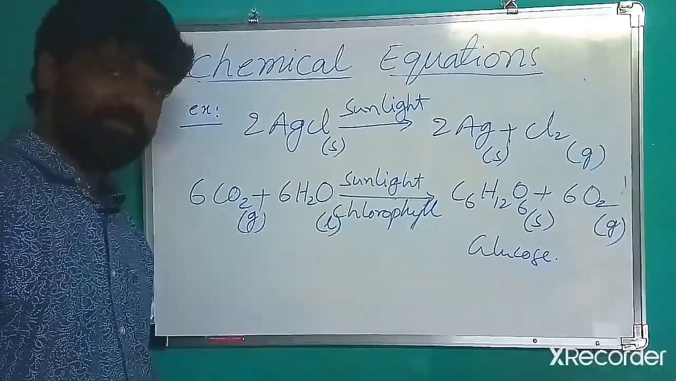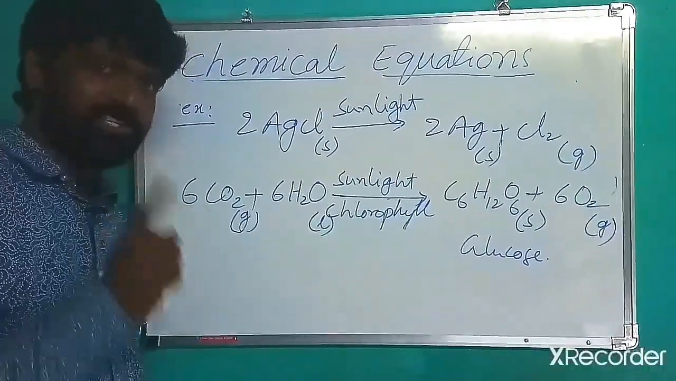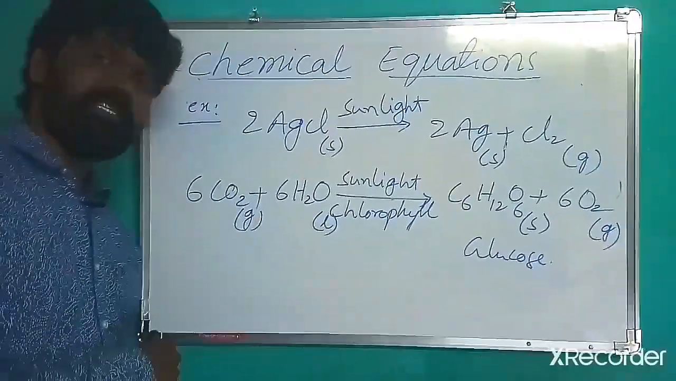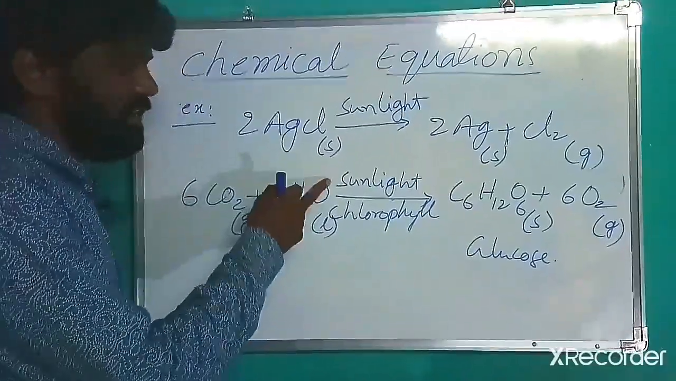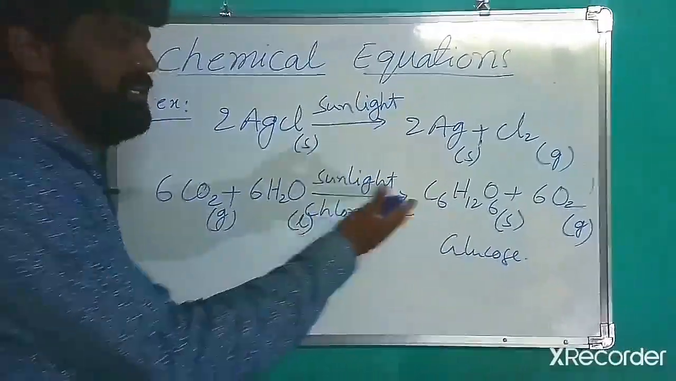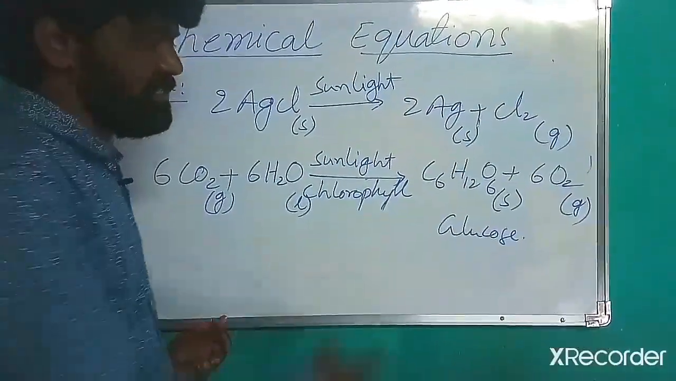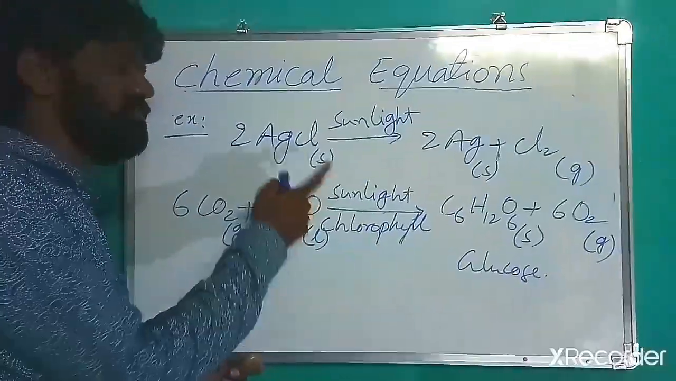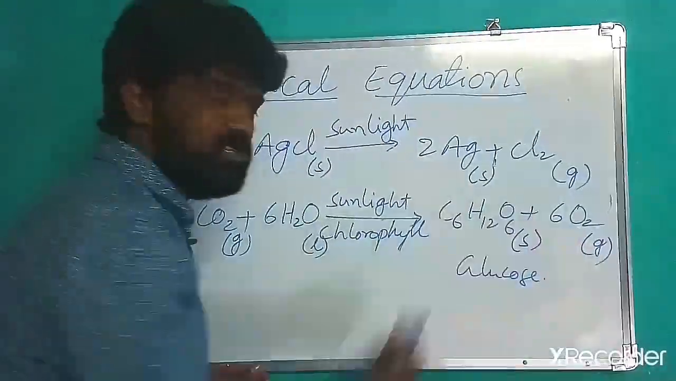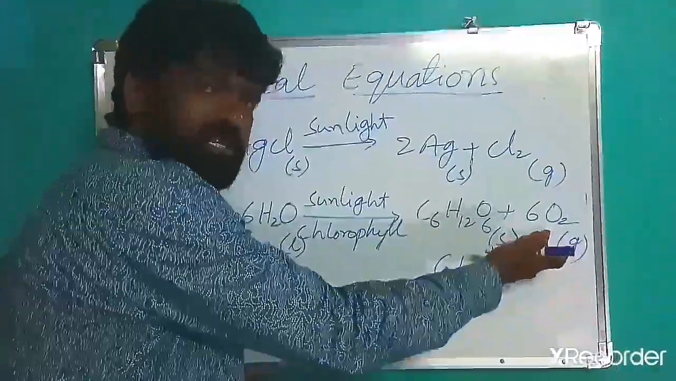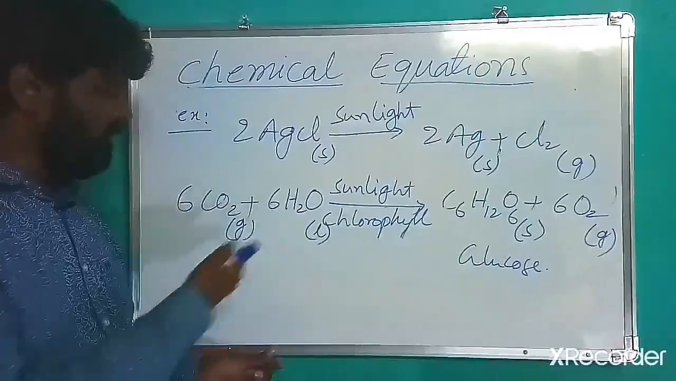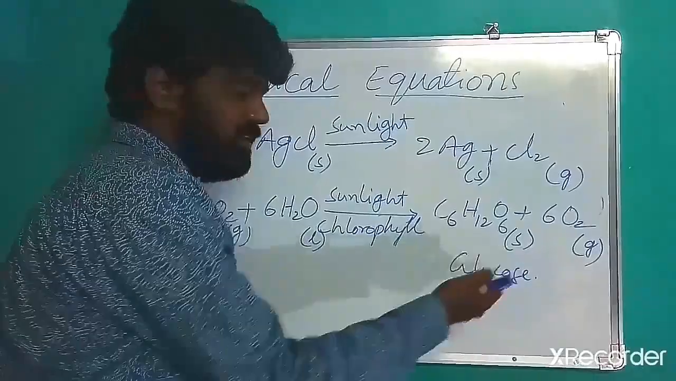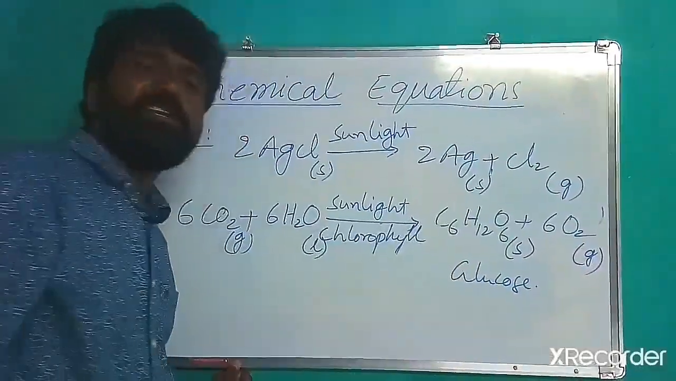What is the second equation? Do you know that? Yes, photosynthesis. This is the photosynthesis reaction. 6CO2 plus 6H2O. Under what conditions? Sunlight and chlorophyll. It gives C6H12O6. What is this? Glucose. Yes. Plants prepare food under the conditions of sunlight and chlorophyll. Plus it gives 6O2. What is this O2? Oxygen. It is for us only. What are these? This one is gas, H2O, water, liquid, this one is solid, glucose, and oxygen is gas.